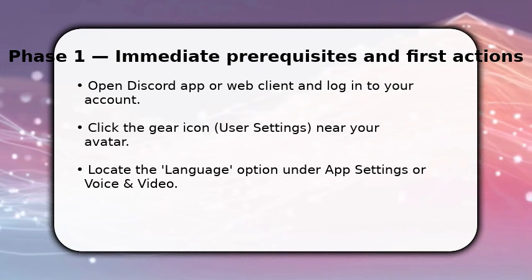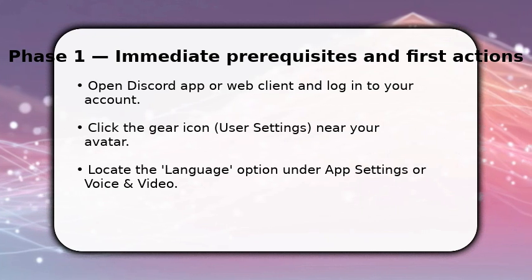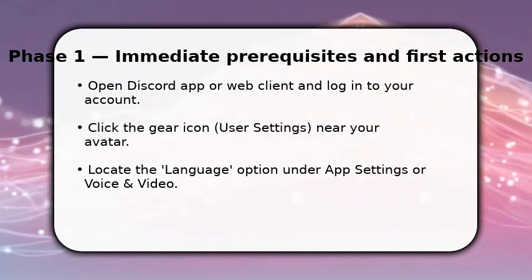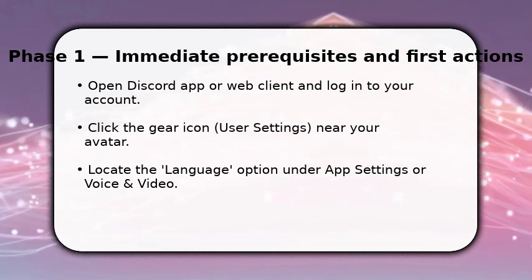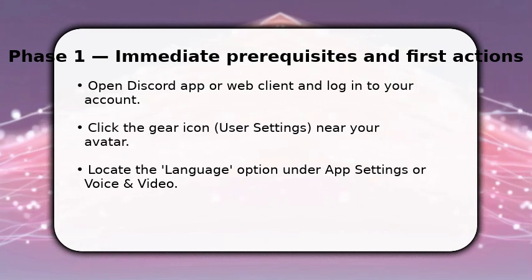Once inside, look in app settings for the language entry. It's usually near appearance and voice and video. Make sure you're in the main user settings, not a server settings panel. If the app is small, expand the sidebar. Otherwise, use the search box at the top to jump directly to language.